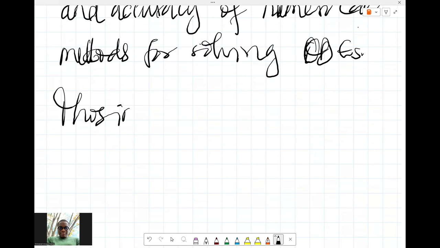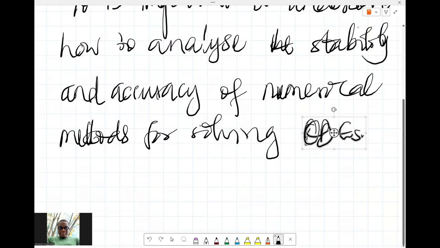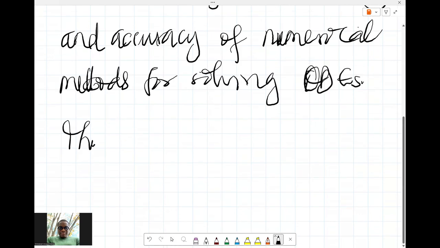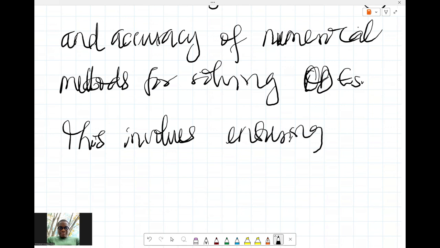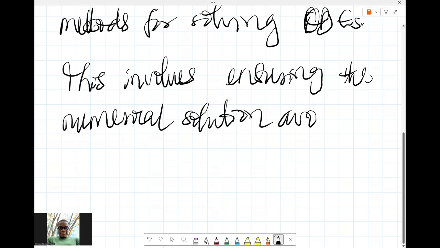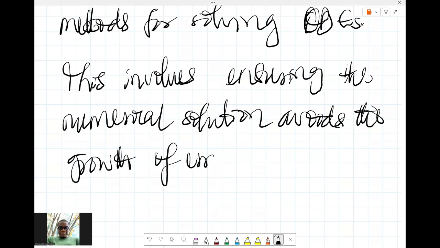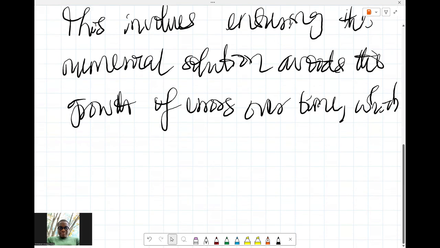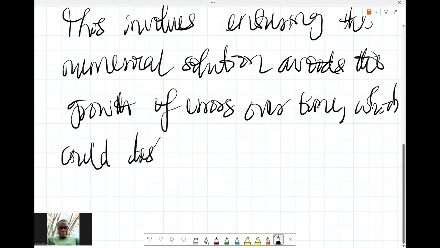This involves ensuring the numerical solution avoids the growth of errors over time, which would destabilize the solution.